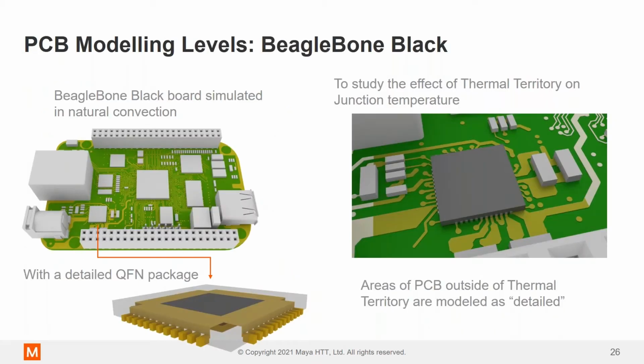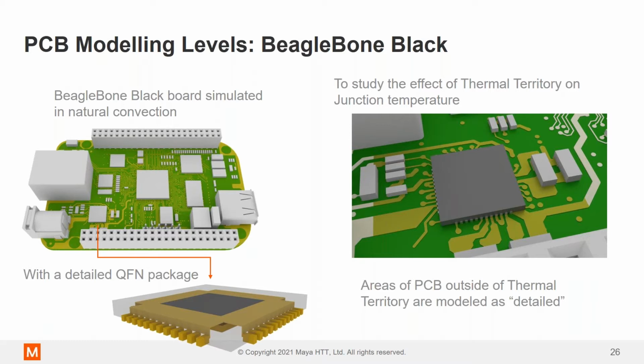So we'll talk a little bit about PCB modeling levels. There are a few different ways that we can model a PCB. Let's have a look at this example. This is called the BeagleBone Black. It's a competitor to the Raspberry Pi. And what we have here is what we call the thermal territory representation. The PCB has been imported in very, very high fidelity. We have a very detailed QFN package.